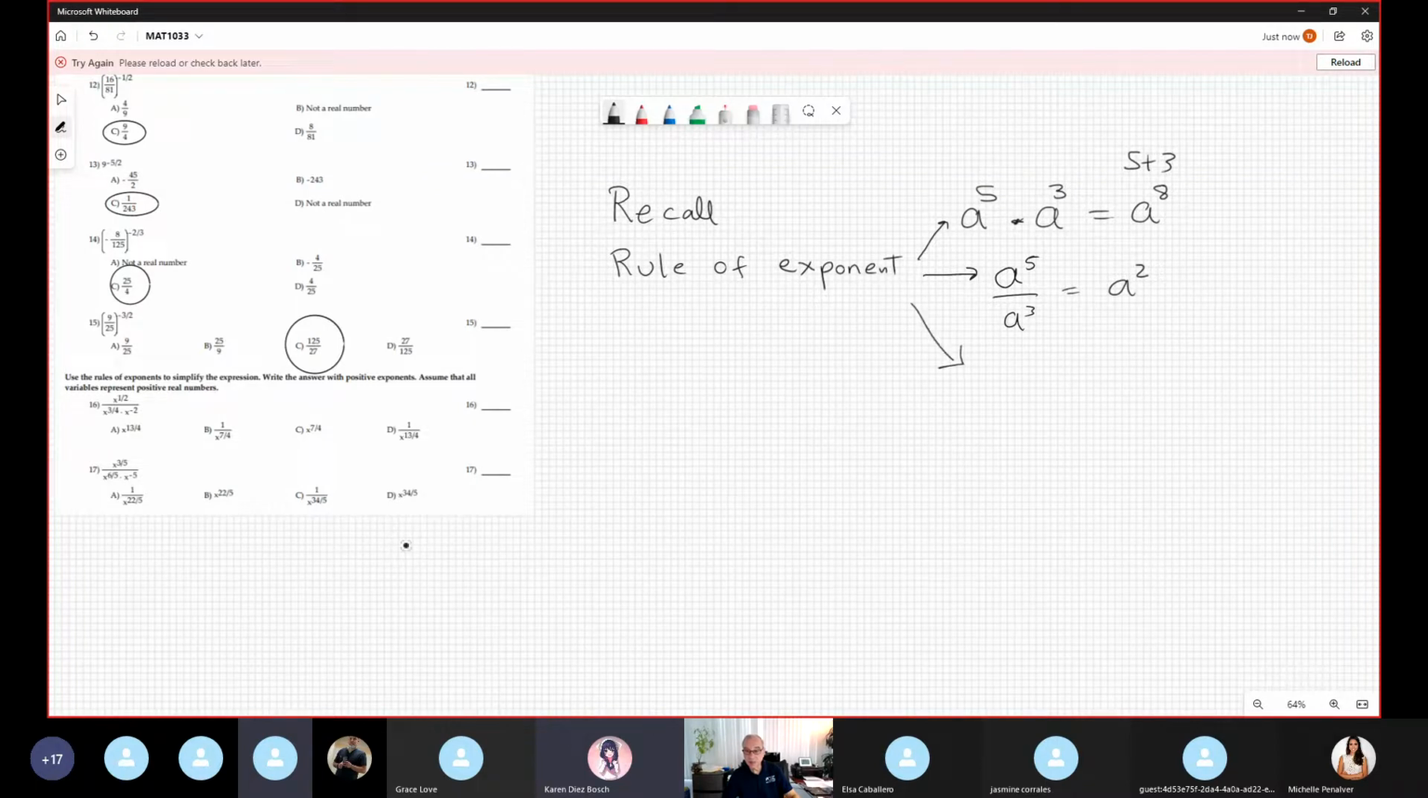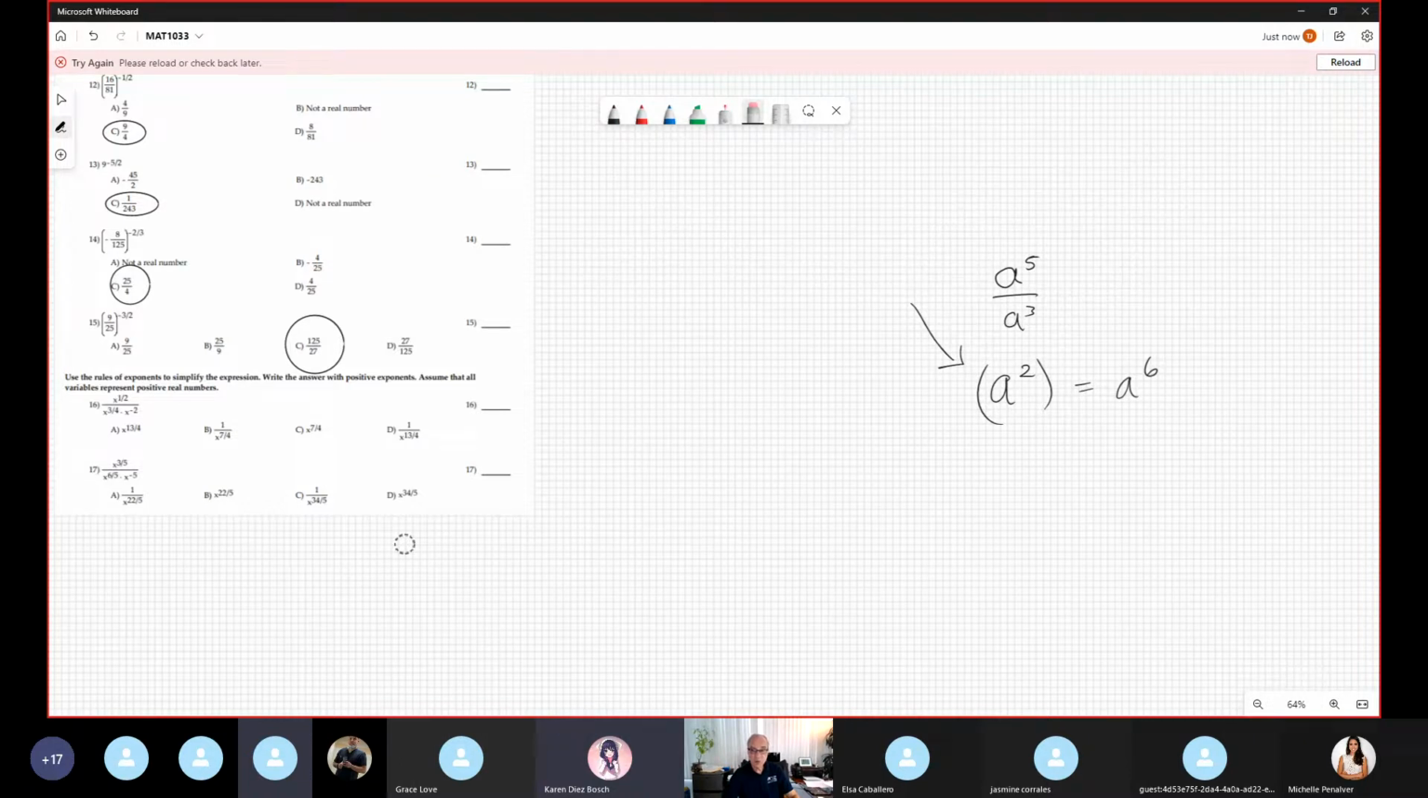And finally, the power of a power, when you have different levels of power, suppose you have a to the second, to the third. Wow, it's a power of a power. Multiply, it's a to the 6. The 6 comes from 2 times 3. Multiplication, add. Division, subtraction. And different levels of power, multiplication. It's the rule of the exponent. Okay? And we can always apply the rule.